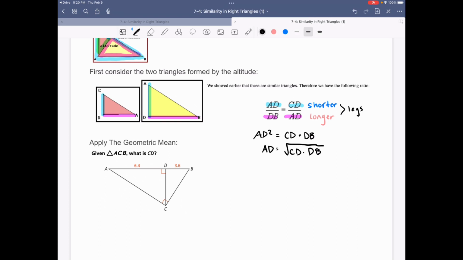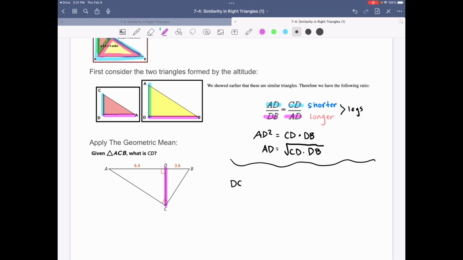All right. We're trying to figure out what CD is in these similar triangles. And we can write a proportion. So we're looking for DC. And DC is part of the smallest triangle and it's part of the medium triangle. So in the smaller triangle, DC is the longest leg.